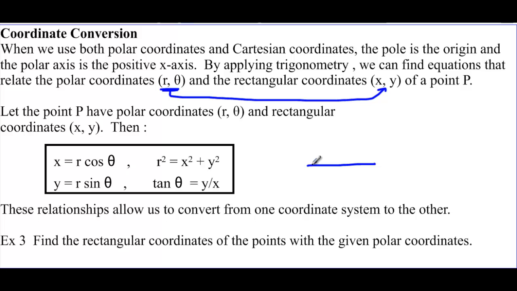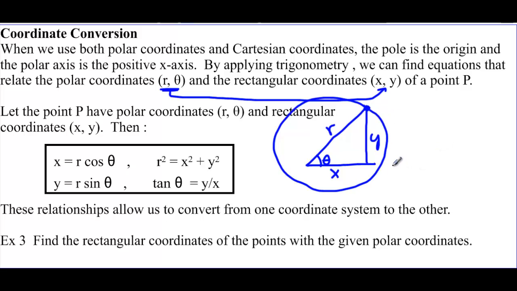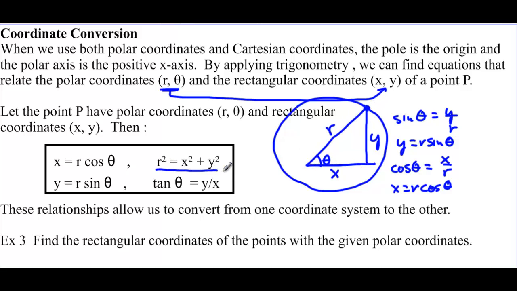Now this just comes from a right triangle. If that's theta right there, this is the x coordinate, and this is the y coordinate, if we're looking at that point. And then this is the radius of the circle that we could draw through there. The sine of theta is opposite over hypotenuse. Then if we multiply by r, we can write y equals r sine of theta. The cosine of theta is adjacent over hypotenuse, and by multiplying by r, we get x equals r cosine of theta. Just using the Pythagorean theorem, we have x squared plus y squared equals r squared. And the tangent of theta is opposite over adjacent, or y over x.